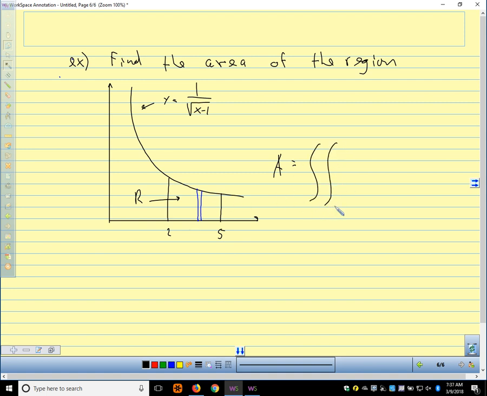So our area is going to be the integral, and if it helps, you can write your inner integral first. You don't always have to do this, but this is y equals 0 to y equals 1 over the square root of x minus 1. So on this rectangle, y is going from 0 up to the function. And we do dy. And then x is going to go from 2 to 5, dx. So we're integrating this way up to the function, and then we're adding up the areas of all those rectangles.